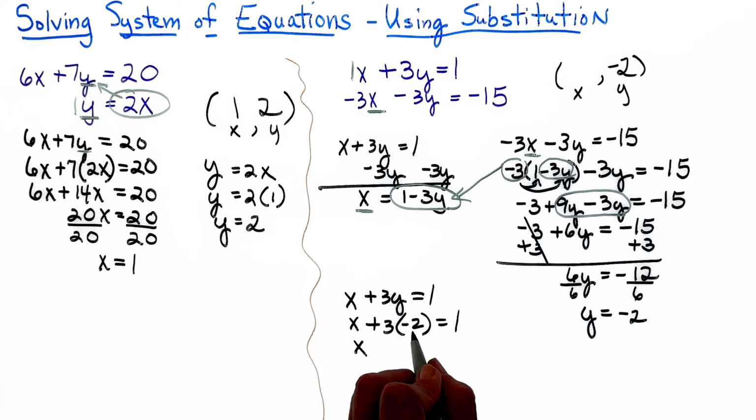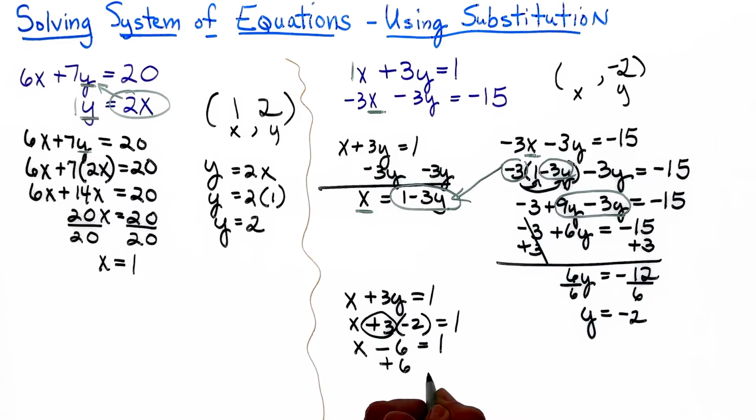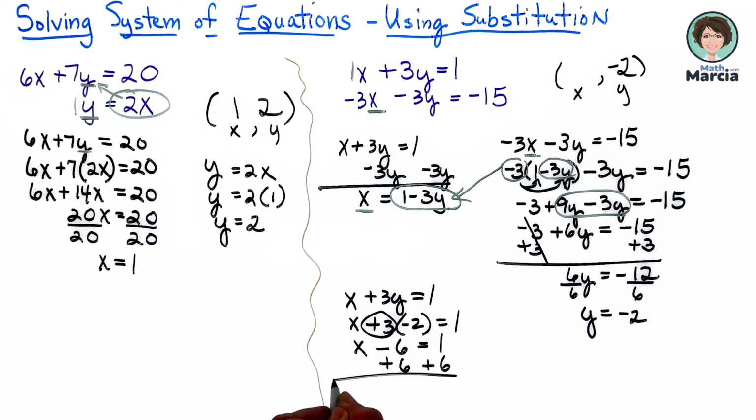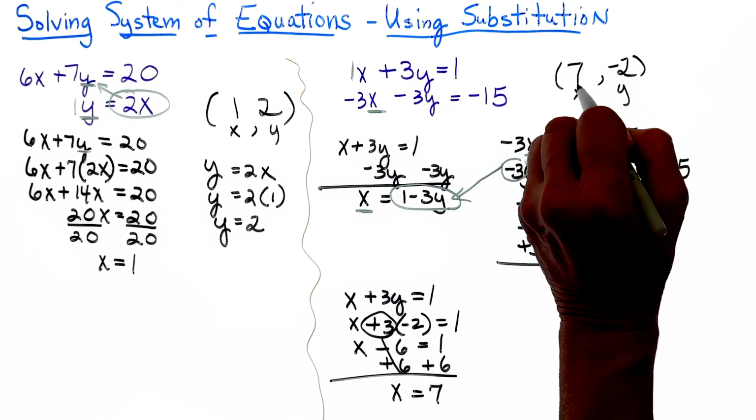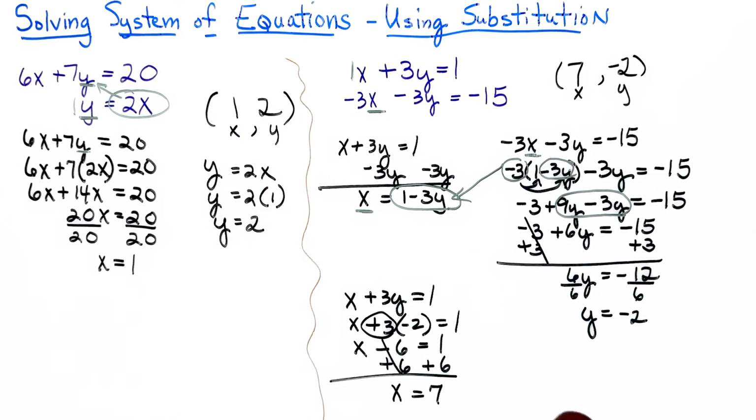3 times negative 2, a negative. I think I catch this in the front. So that is a negative 6 is equal to 1. And finally, the last step, I'm moving my 6 to the other side of the equation. So x is equal to 7. The only ordered pair that would make both of these equations true is the ordered pair where x is 7 and y is a negative 2.